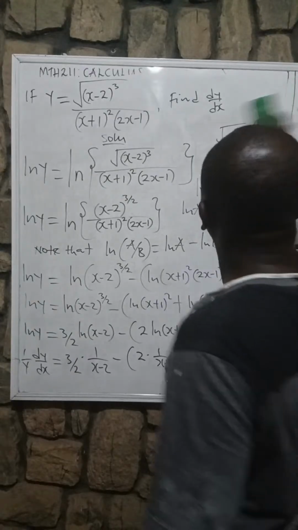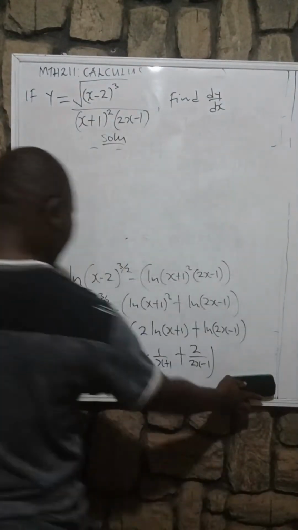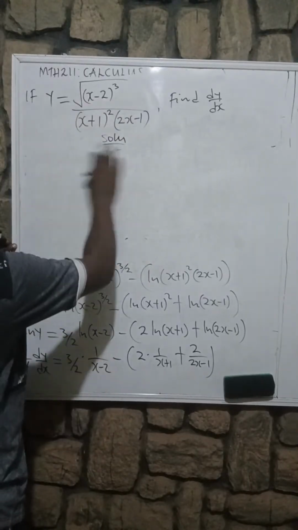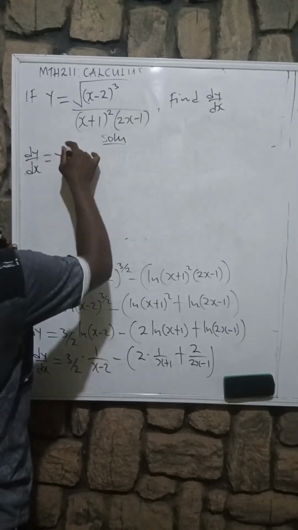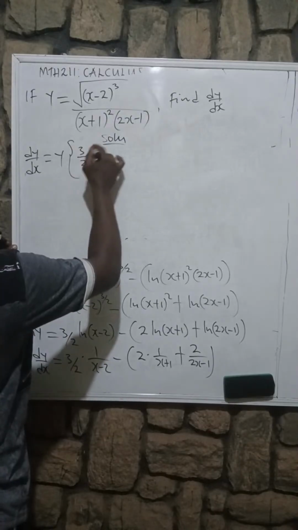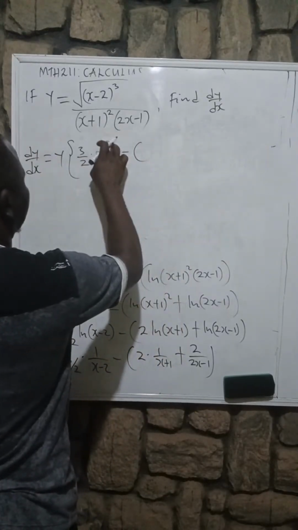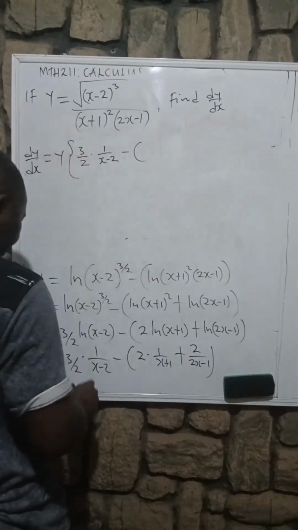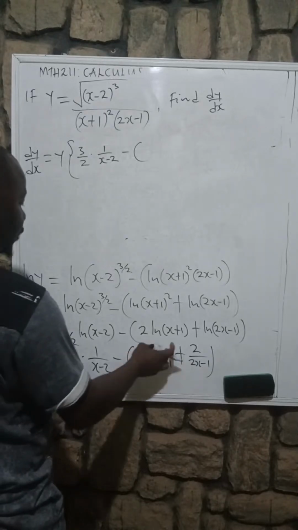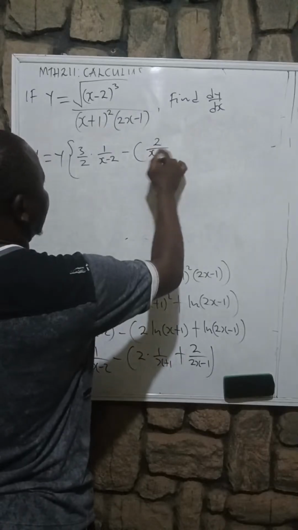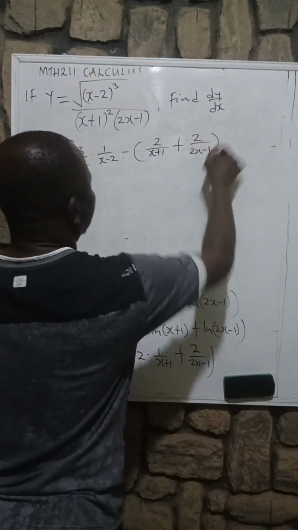So what we need to do here is, I want to clean this side. So here will be what? We cross multiply, so our dy all over dx is equal to y open brackets 3 all over 2 times 1 all over x minus 2, minus open bracket, 2 times this is supposed to be 2 times 1 is 2. You can still write this in this form, x plus 1, then plus 2 all over 2x minus 1, right?